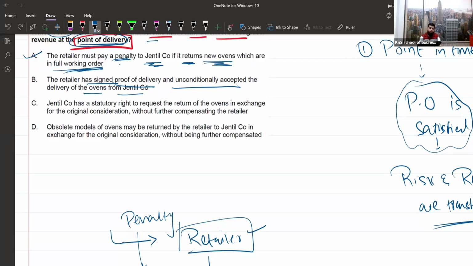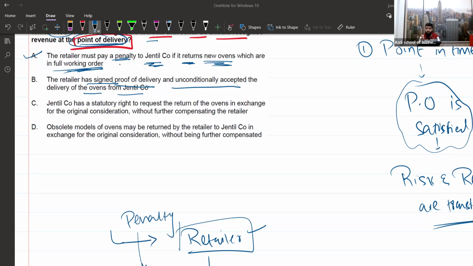Whether the revenue should be recognized or not. The goods are delivered and it is being accepted by the retailer. So whether the revenue should be recognized or not. Very good, Renuka. Yes, it should be recognized. Why?